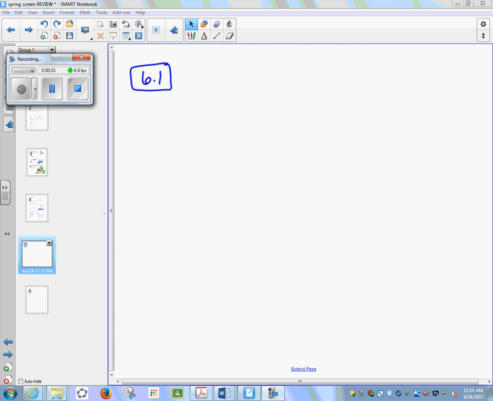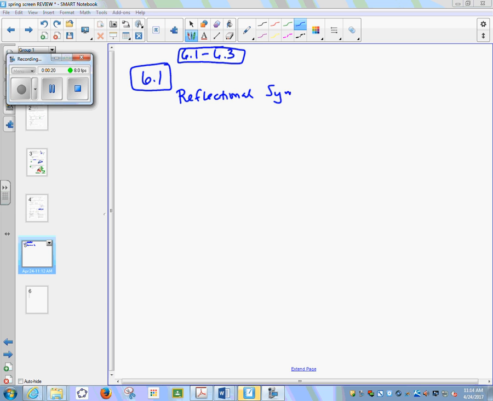All right, so this is just a recap, a review of what we've covered in 6.1 through 6.3 for the test on polygons. 6.1 was reflectional symmetry and rotational symmetry. Sometimes reflectional symmetry is called line symmetry, and sometimes rotational symmetry is called point symmetry.